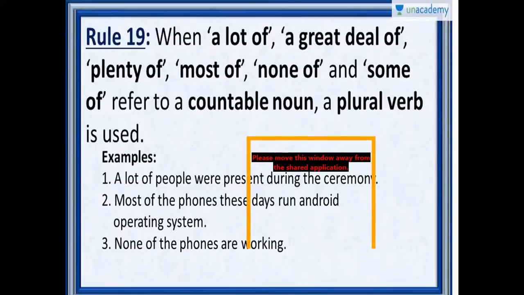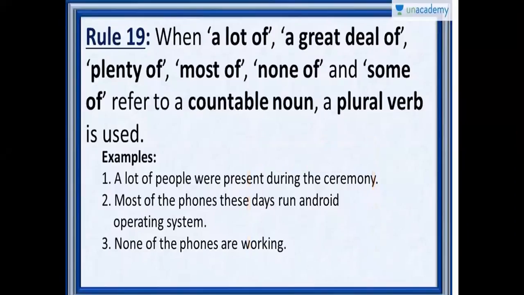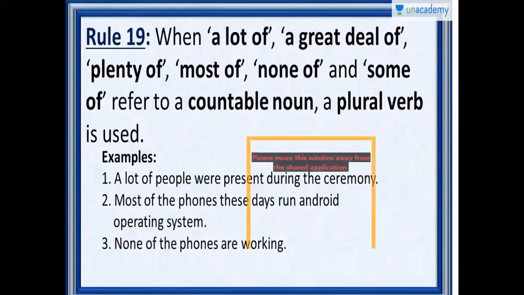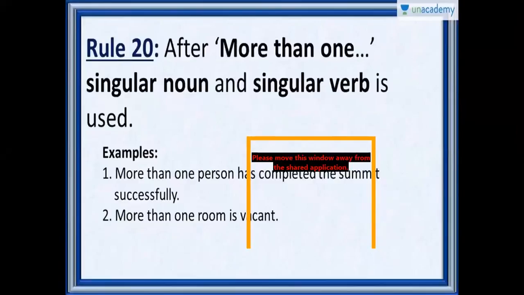A lot of people were present during the ceremony. Most of the phones, most of is also given, most of the phones these days run Android operating system. Okay, none of the phones are working, right? So, if you have these, they are countable. If they are countable, they also have plural. So, whatever is added, you have to go for that. Because they are plural, the verb is always plural. Okay, next.